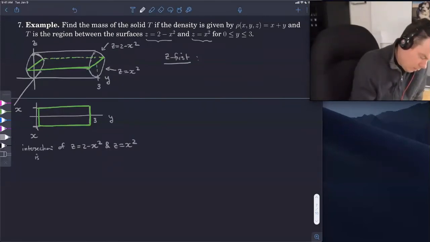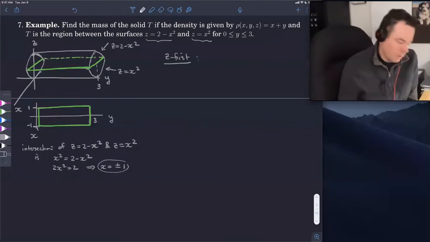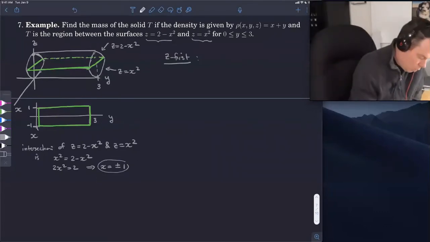is, setting the z's equal to each other, we get x squared is equal to 2 minus x squared, or in other words, 2x squared is equal to 2, or in other words, x is plus or minus 1. So we've got -1 and a +1. So those are our x values. And that's the region, that 2D region we are interested in.